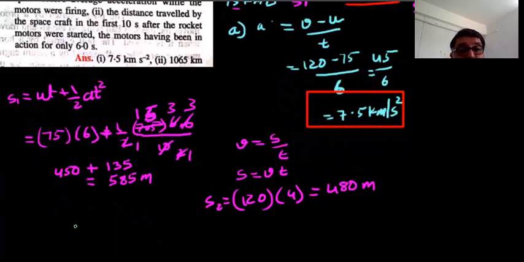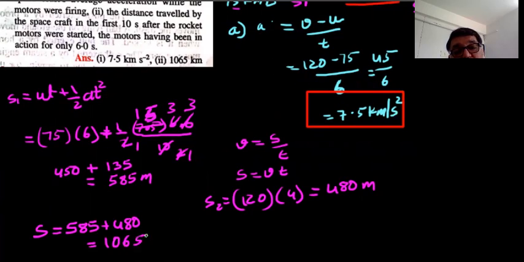Now let's add both the displacements. So total displacement S equals 585 plus 480, which will be equal to 1065 meters. And that is our final answer. So the total displacement after 10 seconds is 1065 meters.